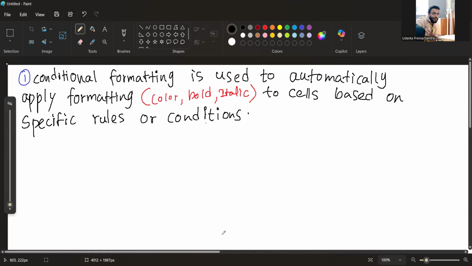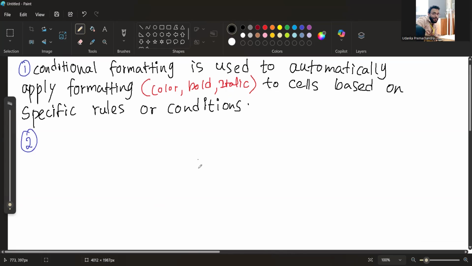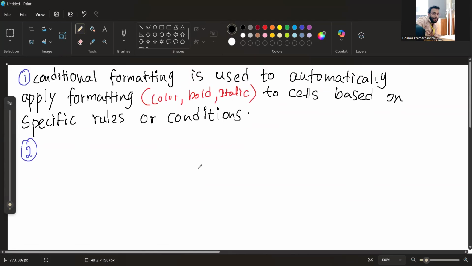Okay, what is it helpful for? Highlighting the important data trends, outliers, missed targets, other things like that. It's really important for that feature. So conditional formatting is used to automatically apply formatting to cells based on specific rules or conditions.